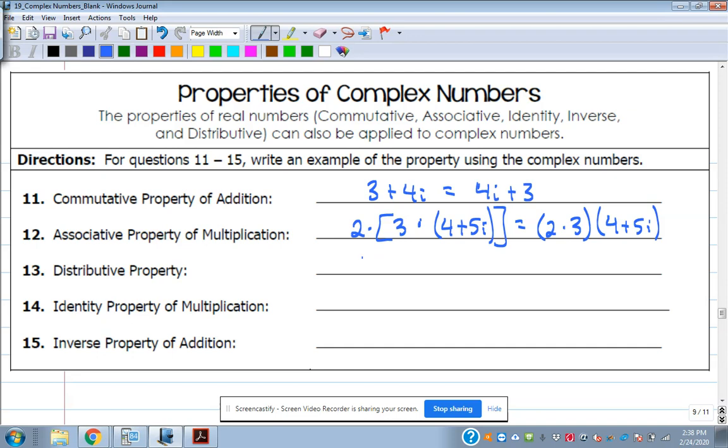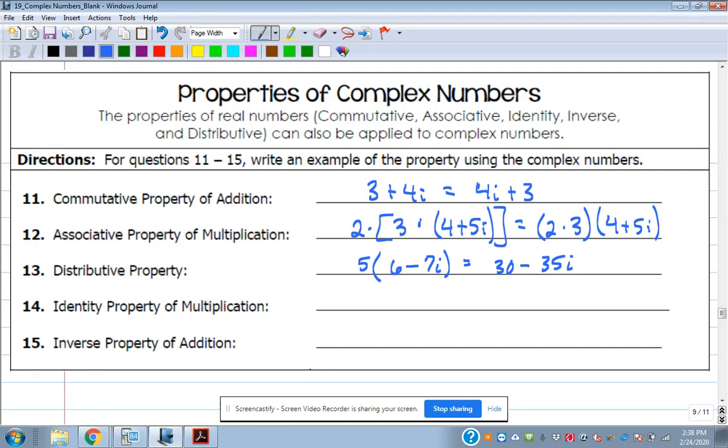Distributive property with complex numbers would be something like 5 times 6 minus 7i is equal to 30 minus 35i. Straight up distributive property. We've been doing that all day. Nothing new. We know what that means.